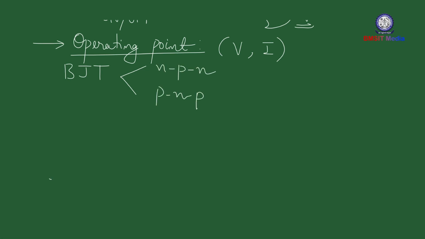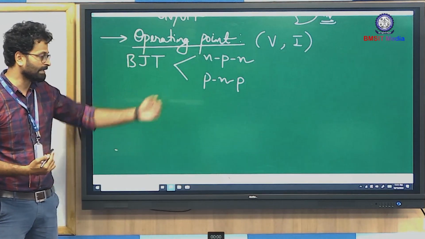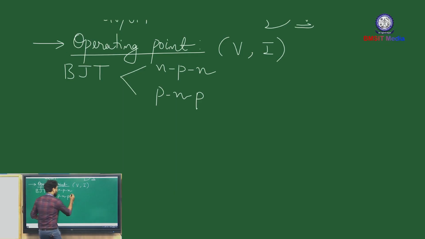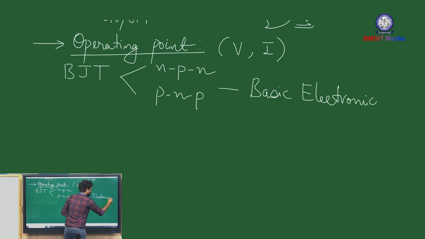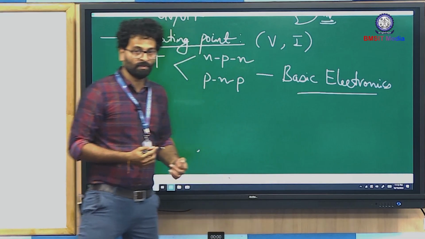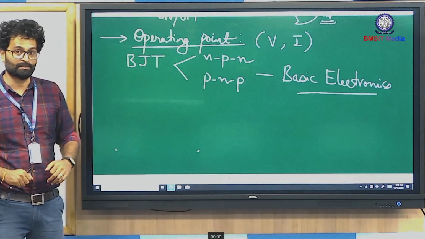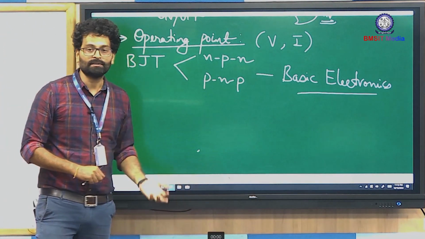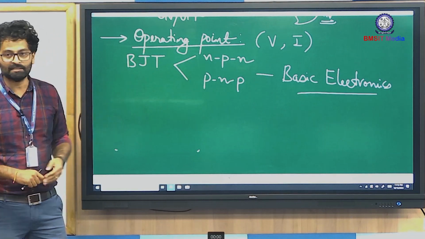Analog electronic circuits is a third semester course, and about BJT operation, that is NPN BJT operation and PNP BJT operation, you have already studied in basic electronics. So I expect that you have a good understanding of the transistor operation. This is the prerequisite. You must know the operation of the transistor in NPN type as well as in PNP type.